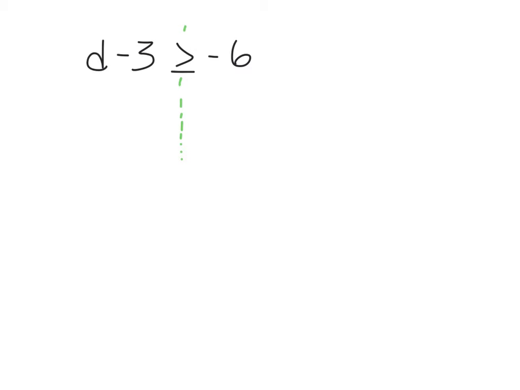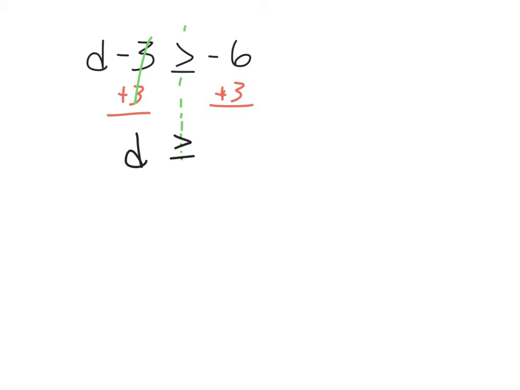Okay, so the inverse operation for minus 3 is plus 3. We have to do it on both sides if we want to maintain the inequality. You can't just go adding 3 to one side. It changes things. When we do that, these cancel. So I'm left with d, which is what I wanted. I wanted to isolate d.